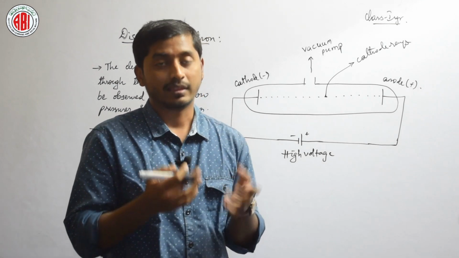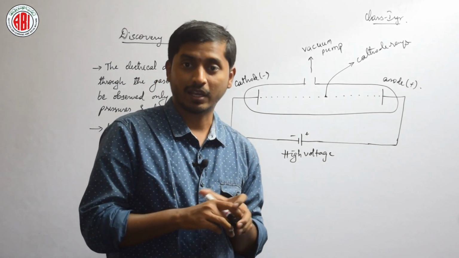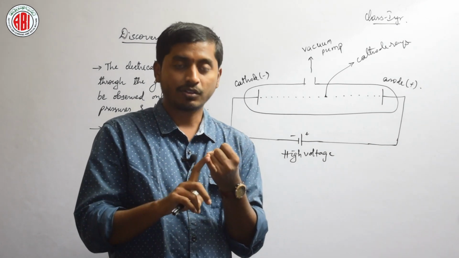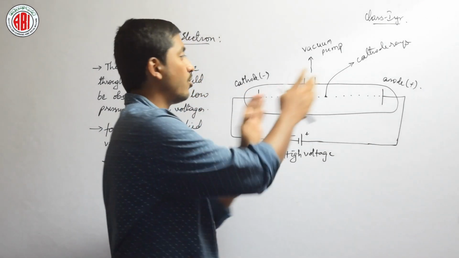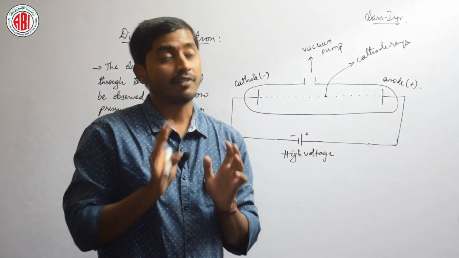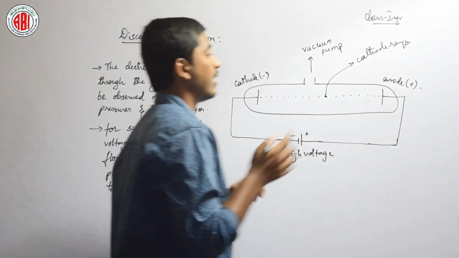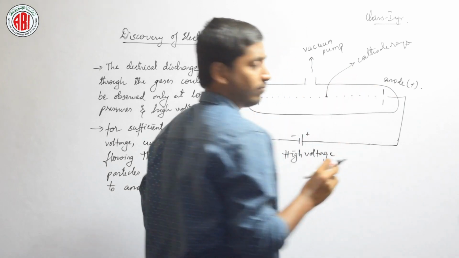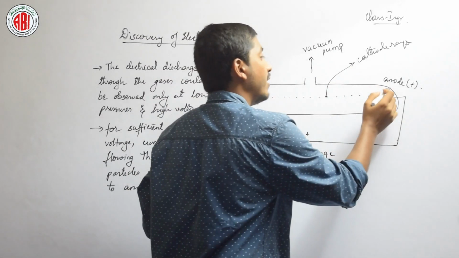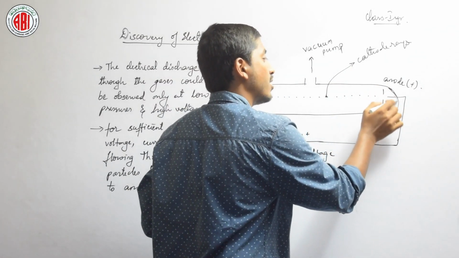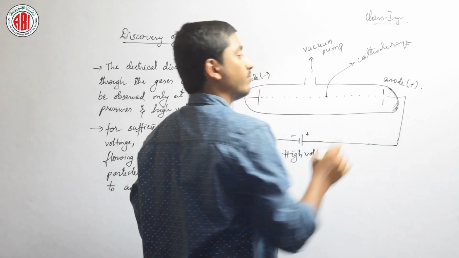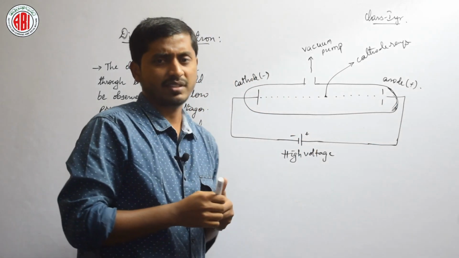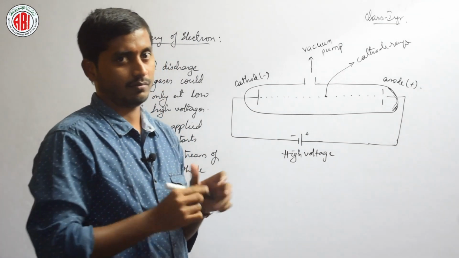The main conclusions of this experiment were, he could tell that the cathode rays always start from the cathode to the anode. And one more thing he did was, see here, he made a very small hole in this, and he covered the outside portion with zinc sulphide, which can be simply called a fluorescent coating.